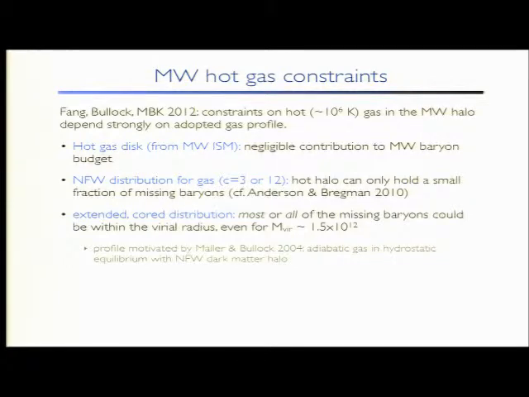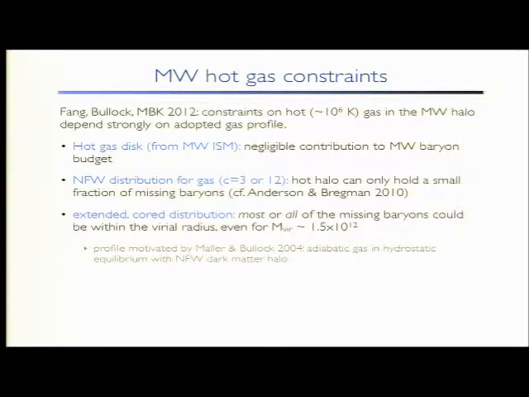So you could think about three possible models. One is sort of a local disk of hot gas. This would be low mass, so basically, it would contribute negligibly to the baryon content. If you look at the gas and ask what's the possibility of it sitting in a dark matter halo-like distribution, so in an NFW profile out to large radii, well, then you find that a hot halo around the Milky Way can't hold very much baryonic mass at all. Only a very small fraction of the missing baryons could be hidden there. So that's also consistent with what Anderson and Bregman have said.